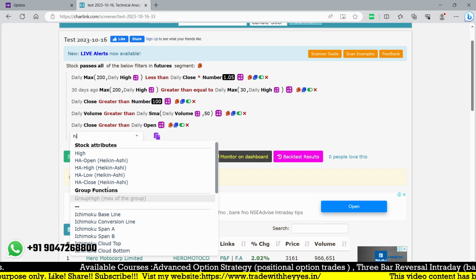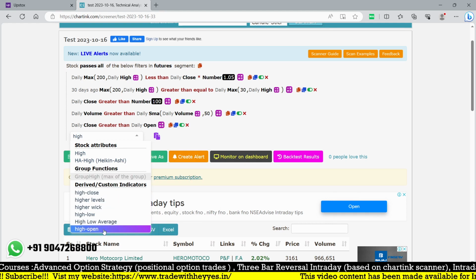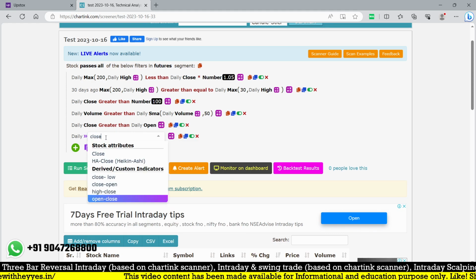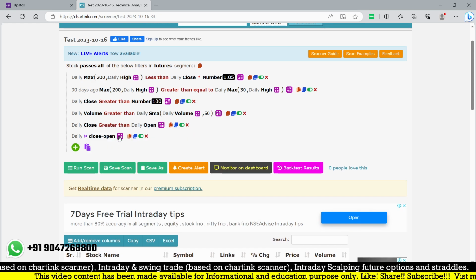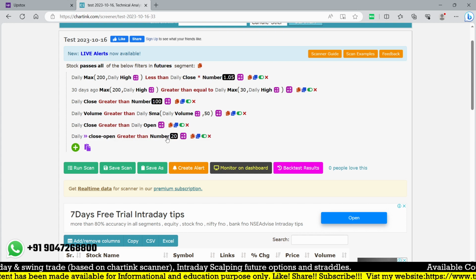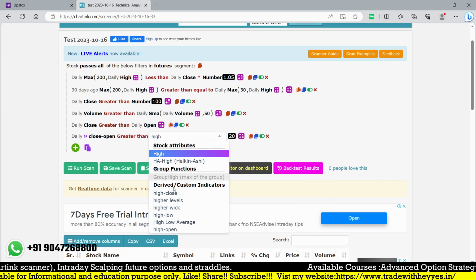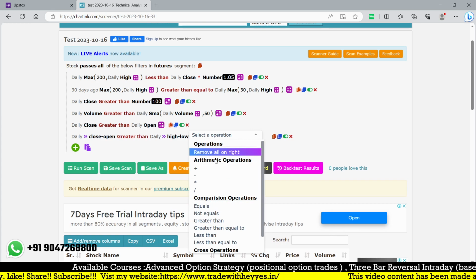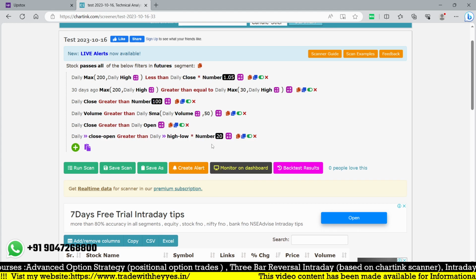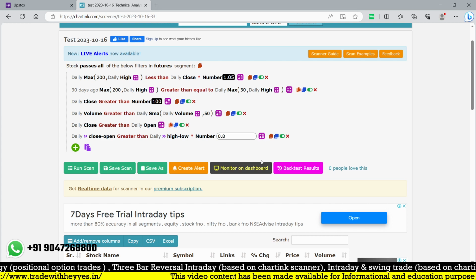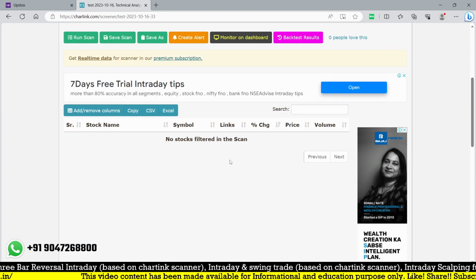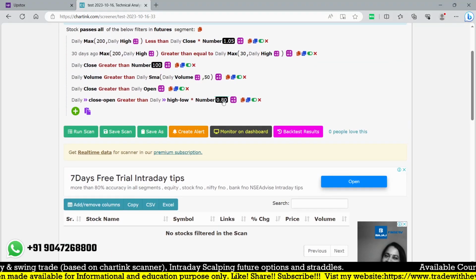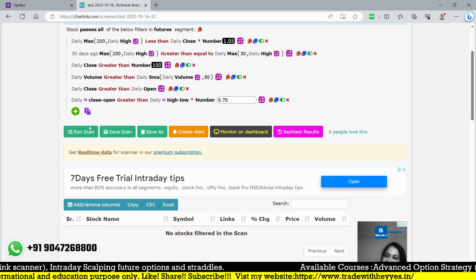We can go for high minus low, sorry, close minus open, and it should be greater than high minus low multiplied by 0.8. So this is the condition which you are using to find a positive breakout. If you're using 0.8, today there are very few stocks. If I'm using 0.7, I will be getting Hero MotoCorp today.